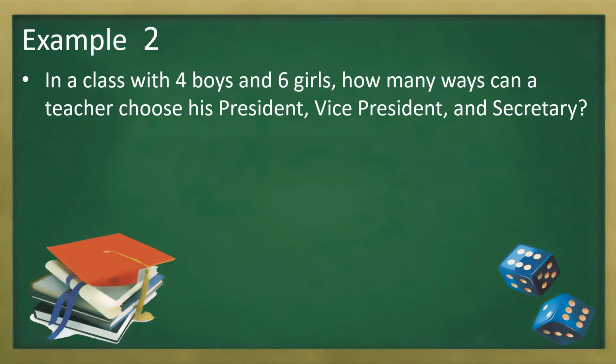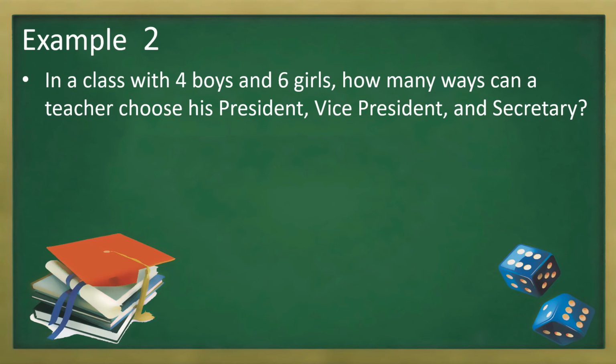In a class with 4 boys and 6 girls, how many ways can a teacher choose his president, vice president, and secretary? Although in this problem there is no word arrangement or arrange, since we have positions like president, vice president, and secretary, the order of objects is still important. So therefore, this is still under permutation.